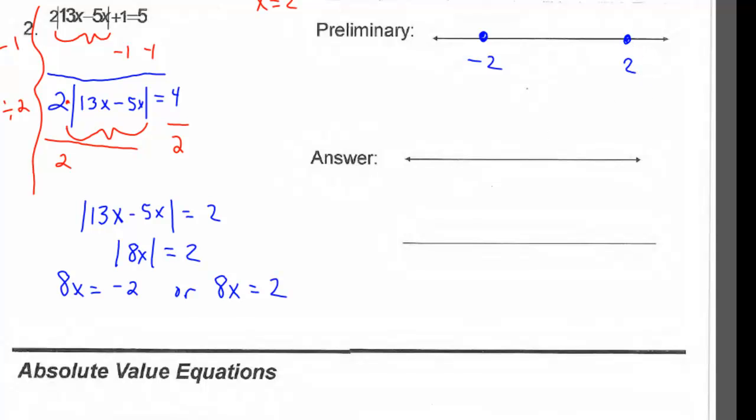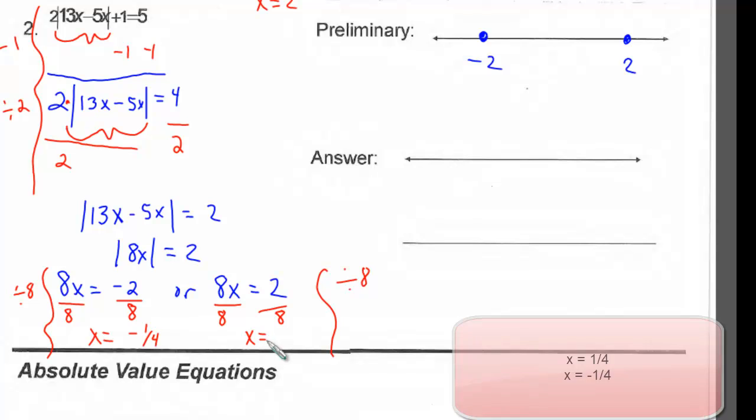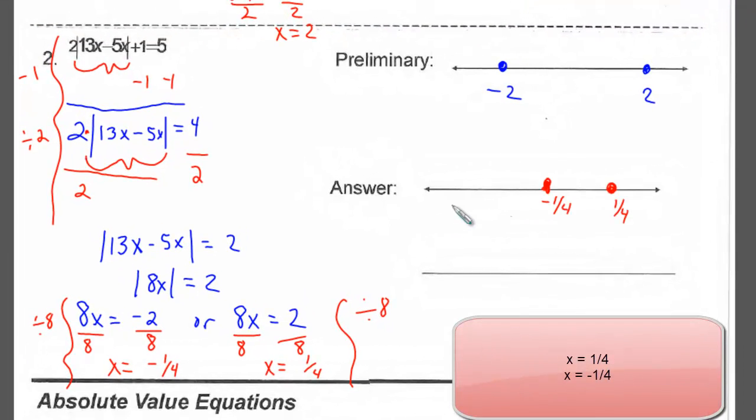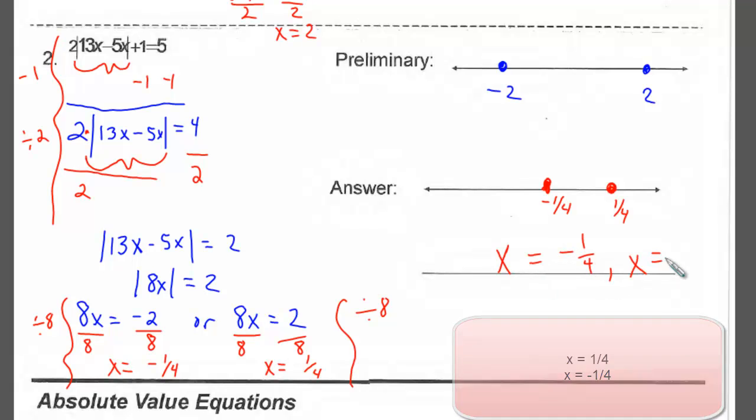Let's finish solving. To isolate x, we need to divide both sides by 8. So x is equal to negative 1 over 4. On this side, we also divide by 8. So x is equal to positive 1 over 4. We plot the answers negative 1/4 or 1/4 on the number line. The answer is x is equal to negative 1/4, or x is equal to 1/4.